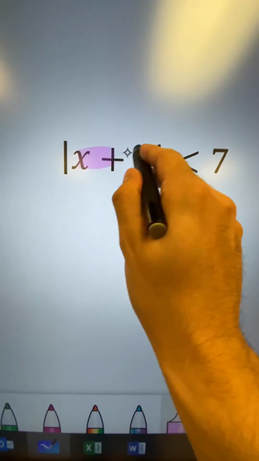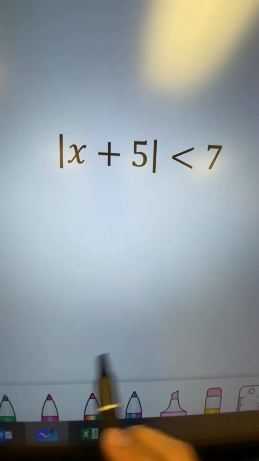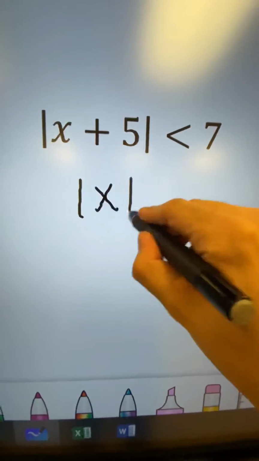Notice that in this example, we don't have x by itself inside the inequality. We have x plus 5 in the inequality. So it's going to be slightly different. But here's a method I'm going to show you that we can use. So let's just ignore that plus 5 for a second there.